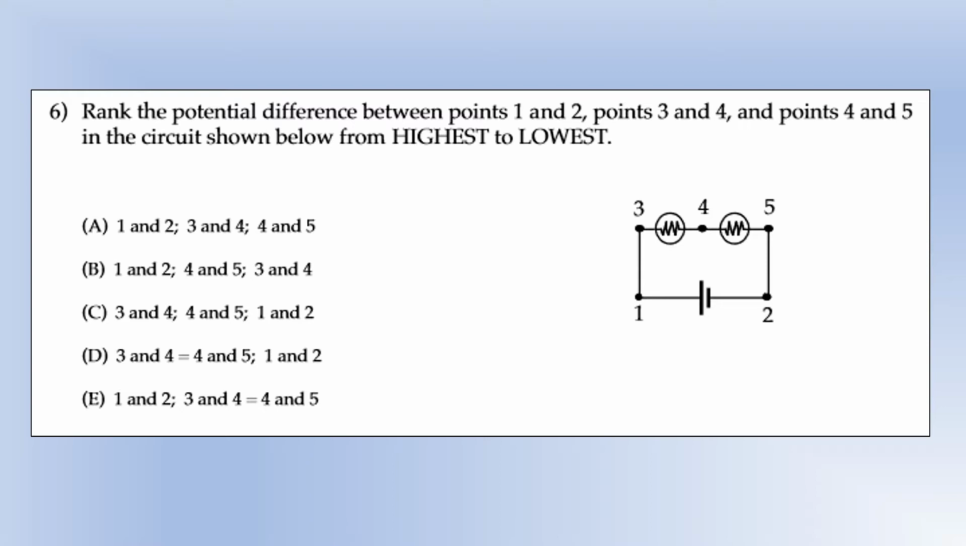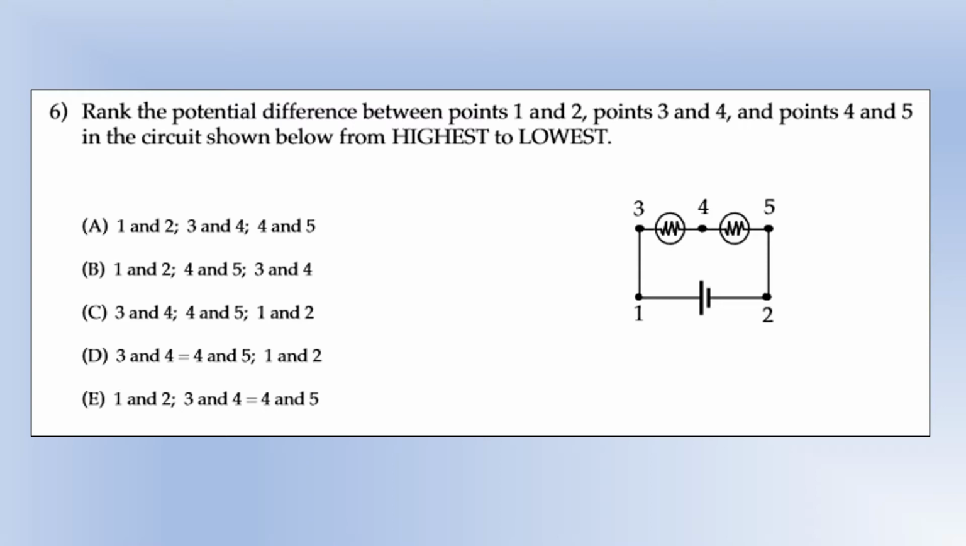Okay, so the first thing to recognize is that the EMF supplied by the power source is going to be shared between the two resistors. So that means that the potential difference between 3 and 4 plus the potential difference between 4 and 5 will be equal to the potential difference between 1 and 2. So that means potential difference between 1 and 2 has to be the biggest. So that's going to come first.